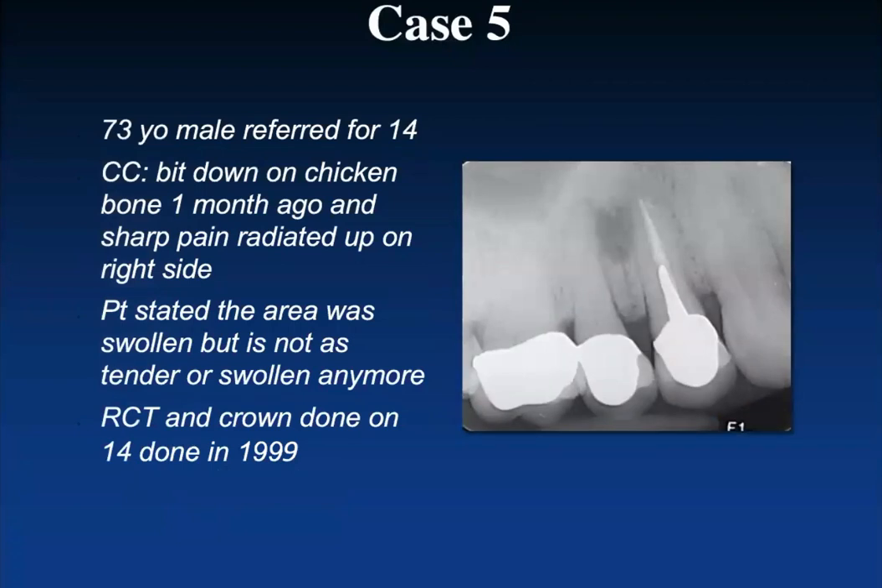Now, case number 5, a 37-year-old male referred for tooth number 1.4, bit down on a chicken bone 1 month ago, and a sharp pain radiated on the right side. The patient stated that the area was swollen, but it's not as tender or swollen anymore. RCT and the crown were done on the 1.4 in 1999.